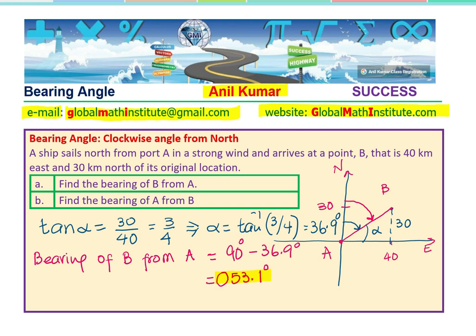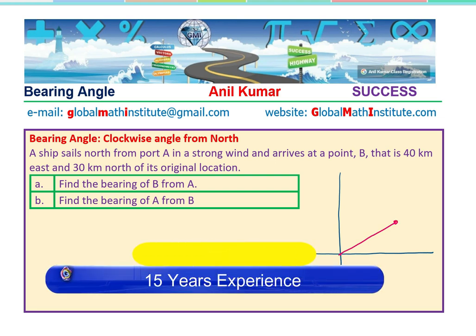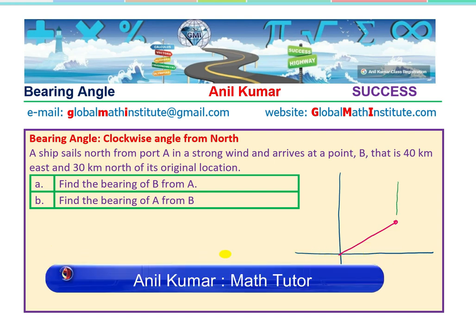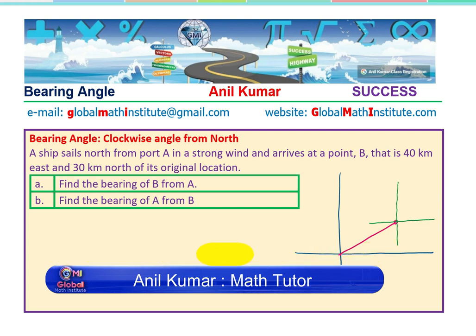Now, let's do the second part, which is to find the bearing of A from B. So let's get back to our sketch. That was the drawing. Now we'll sketch another coordinate plane at B itself. So this is our point B, right? The bearing angle from B to A is going to be that one.